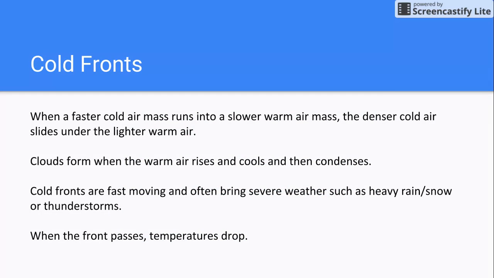Let's talk about cold fronts. When a faster cold air mass runs into a slower warm air mass, the denser cold air slides underneath the lighter warm air, because we know that cold air is denser, and so that warm air tends to rise. Clouds form when the warm air rises, cools, and then condenses. This condensation is what forms the clouds. Cold fronts move fast, and they bring really severe weather, such as heavy rain and snow or thunderstorms. When the front passes through, the temperatures drop, hence the name cold front.